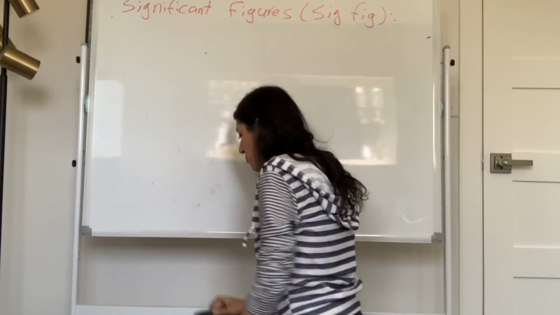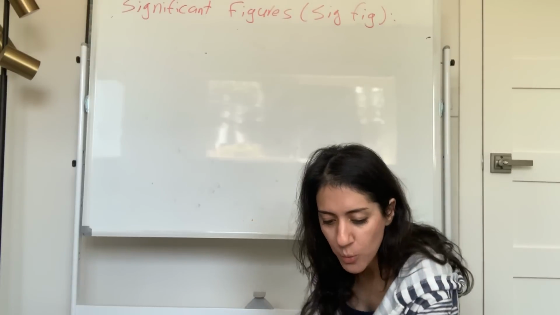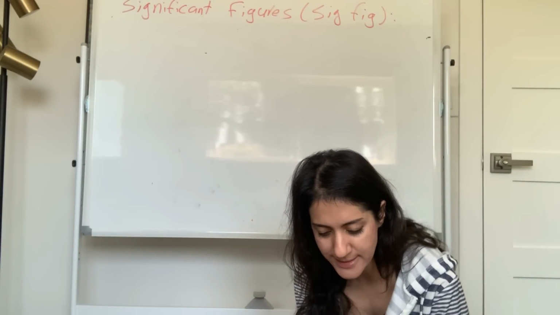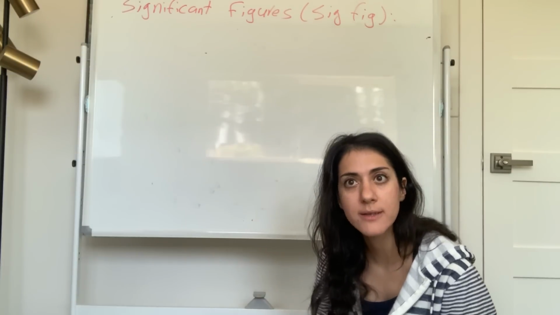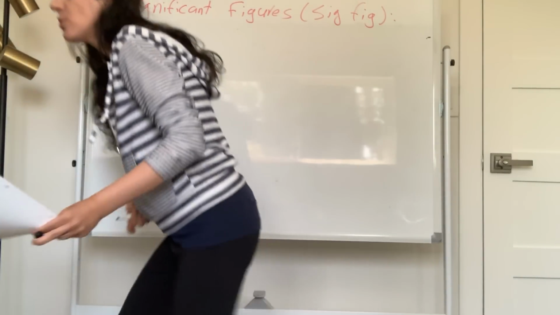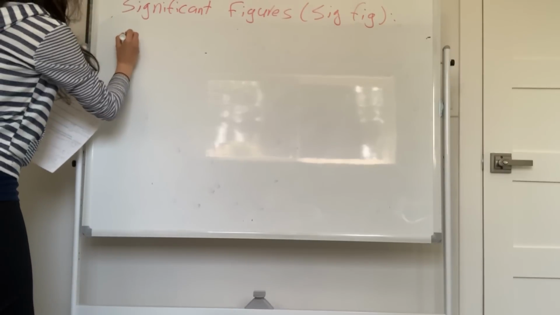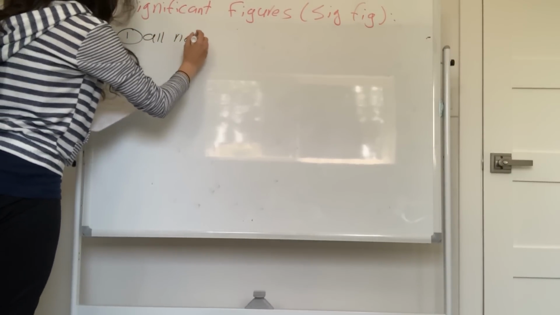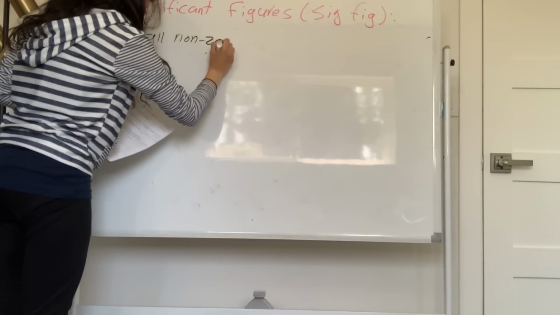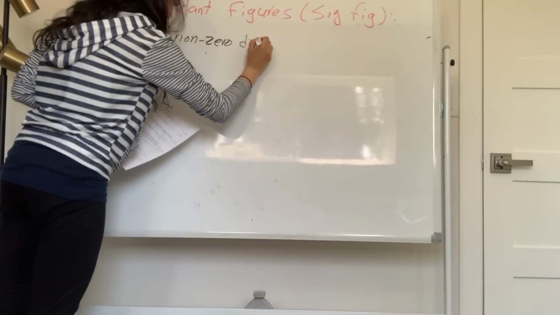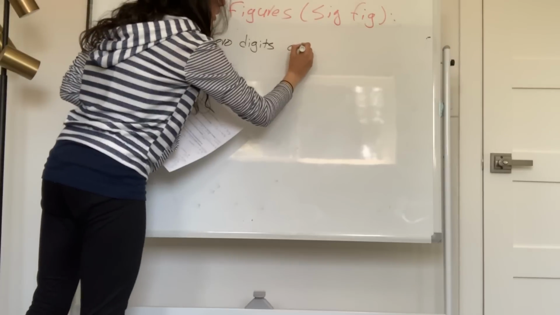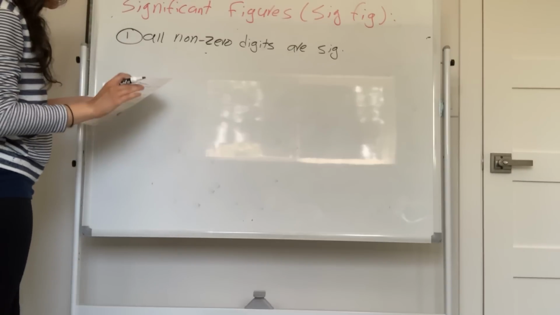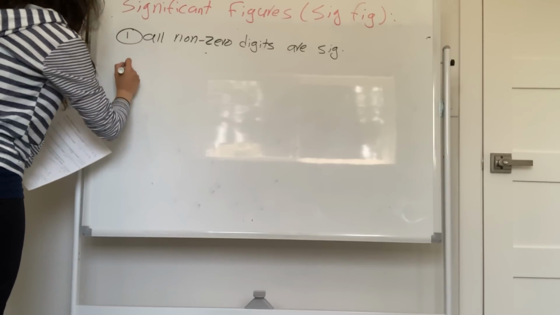Now, are you ready for the rules of significant figures? I'm going to give you all the rules, and then I'm going to go over each one, give you an example, and show you how you would do it. Ready? Okay. Let's do it. Rule number 1. All non-zero digits are significant. I'm just going to put sig for significant.